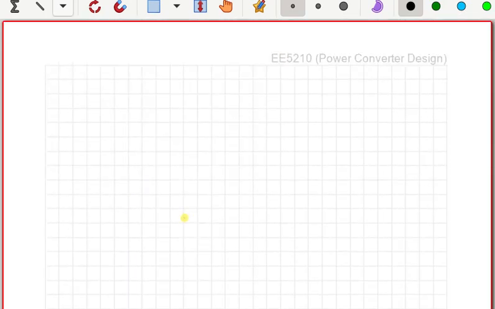So again, I have done this simulation for the discontinuous conduction mode as well. So let us look at some of the results.